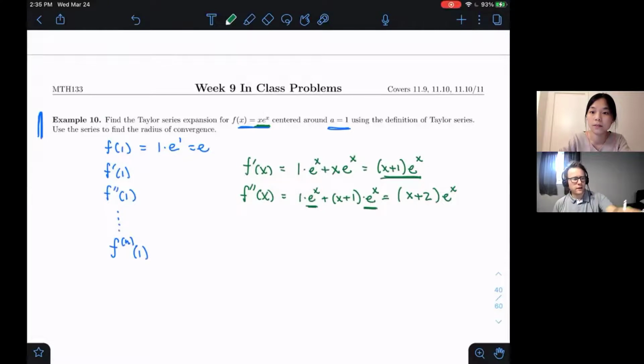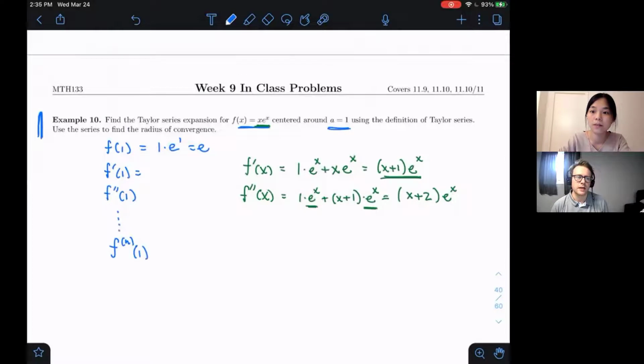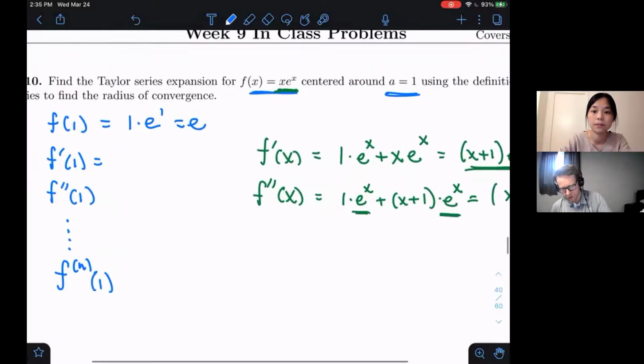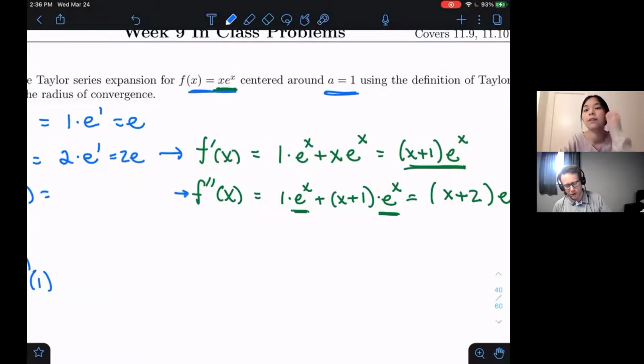Of course, we should probably combine the like terms, and so we're going to have x plus 2. And so, okay, now we're ready to plug in 1 everywhere we see an x. So if I plug in 1 everywhere I see an x, let's do it first to our first derivative here. We're going to have 2 times e to the first power, or that's going to be 2e. Okay, how about for our second derivative here? If I plug in 1 everywhere I see an x, I'm going to have 3 times e to the first power. Or that's going to be the same thing as 3e.